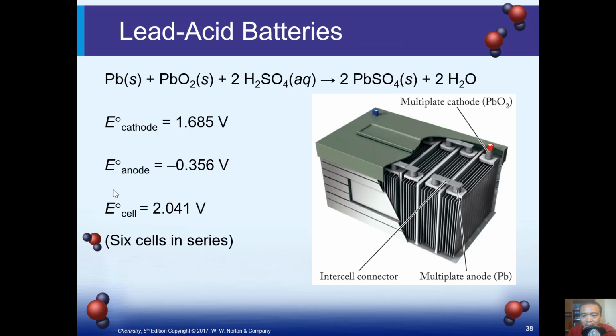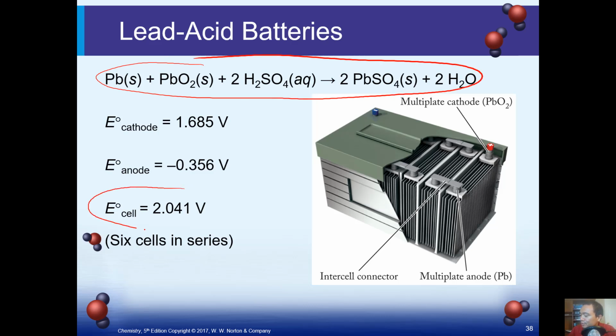Let's consider the lead-acid battery used to start car engines. The overall cell reaction is shown over here. The standard cell potential is calculated to be about 2 volts. When we use this in the car, we have 6 cells in series to achieve about 12 volts of total voltage. As the reaction proceeds, the concentration of sulfuric acid will decrease.